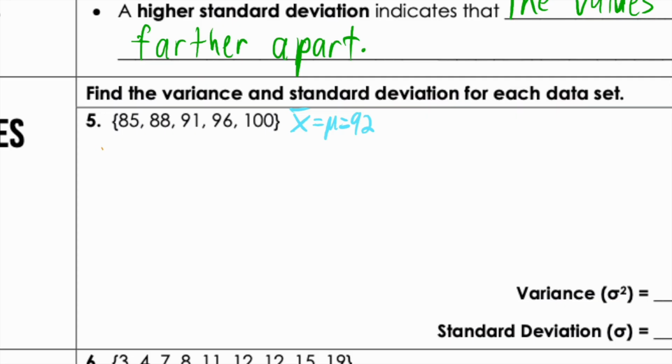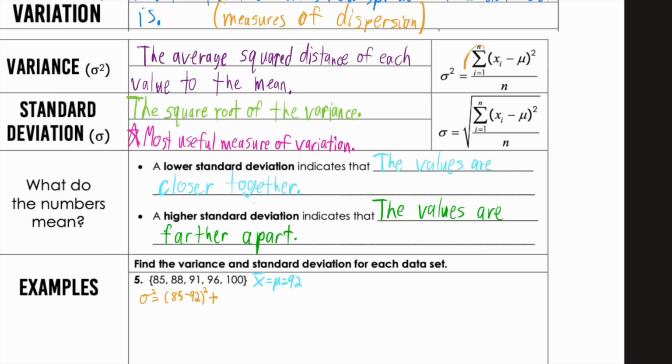And so now our variance, so like let's circle with that little hat squared, is 85, the first number, you could do it in any order, minus our mean, quantity squared. And you could do 92 minus 85. The order doesn't matter because you're squaring it. So whether you get negative 7, quantity squared, or positive 7, quantity squared, the result's either way going to be positive 49.